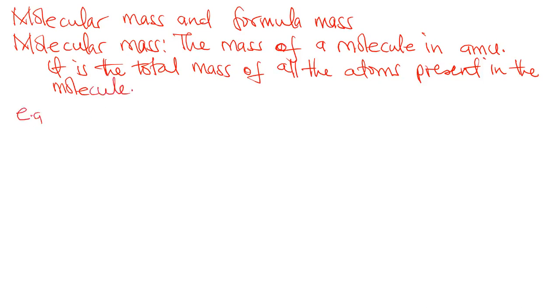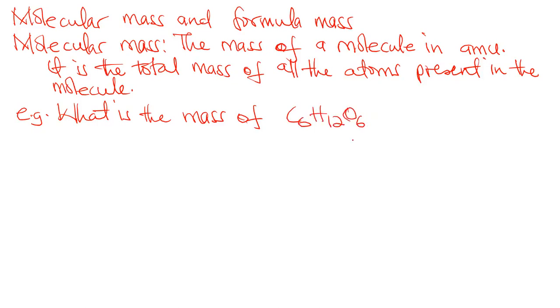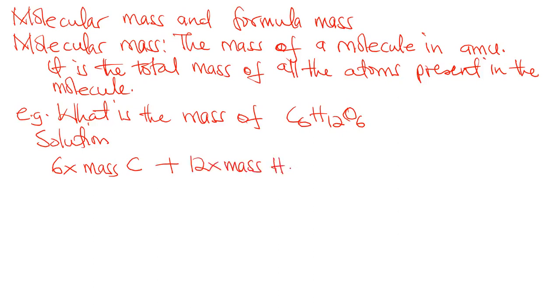So for example, what is the mass of C6H12O6? We are looking at the molecular mass of that. So our solution, because we have 6 carbon here, so we are going to have 6 times mass of carbon, plus we have 12 hydrogen there, 12 times mass of hydrogen. Then we have 6 oxygens there, 6 times mass of oxygen. So these masses, we are going to obtain them from the periodic table.